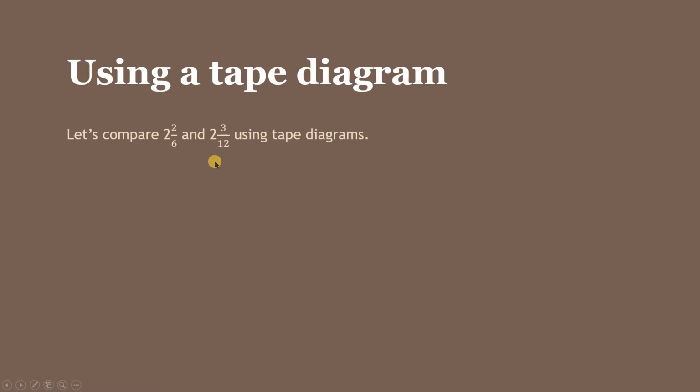is less than 3. So for this problem, the whole numbers are the exact same, which forces us to look at these fractions to compare. So since I already know the whole numbers are the same, I don't need to draw tape diagrams for the whole numbers. I am just going to be focusing on those fractions. So go ahead with your group and draw tape diagrams to show 2/6 and show a tape diagram to show 3/12. Go.